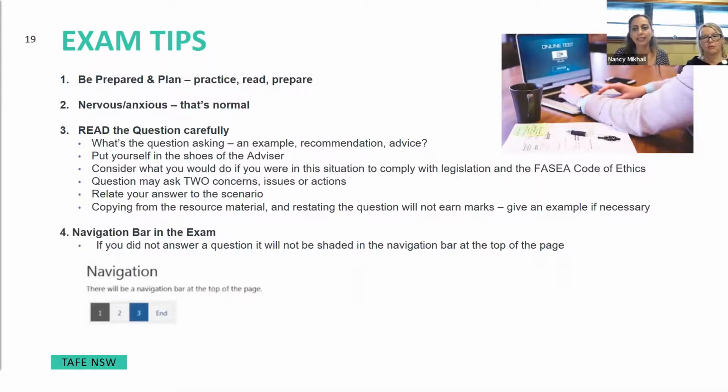And the good thing about that is, as we stated before, if you don't know it, don't waste time on it. It'll sit there as white. You can always go back to it and address it later. And that's how you can actually do it. That navigation tool is on the top of your screen during the exam.